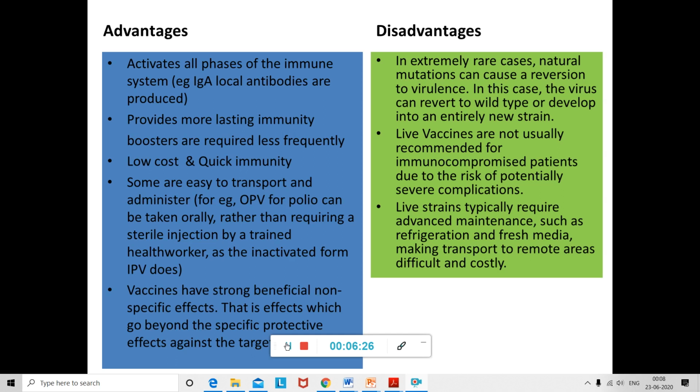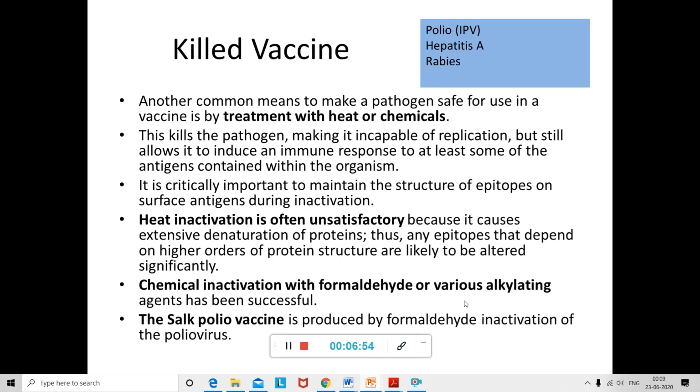its wild strain. Then live vaccines are not usually recommended for immunocompromised patients because they have a risk of potentially severe complications to occur. And some of the live strains typically require advanced maintenance such as refrigeration and fresh media, making transport to remote areas very difficult and costly. These are rare instances. So now let's go into the next type of vaccine, the killed vaccine.